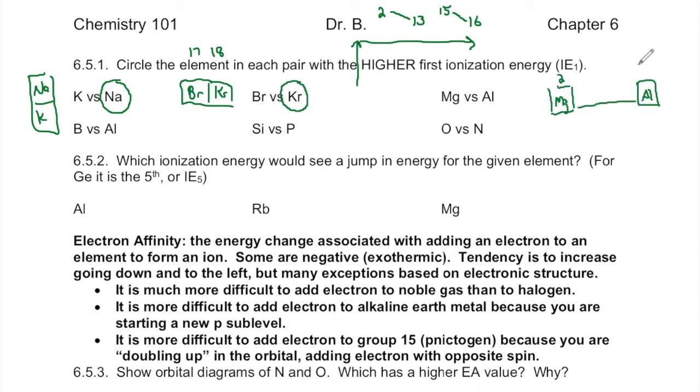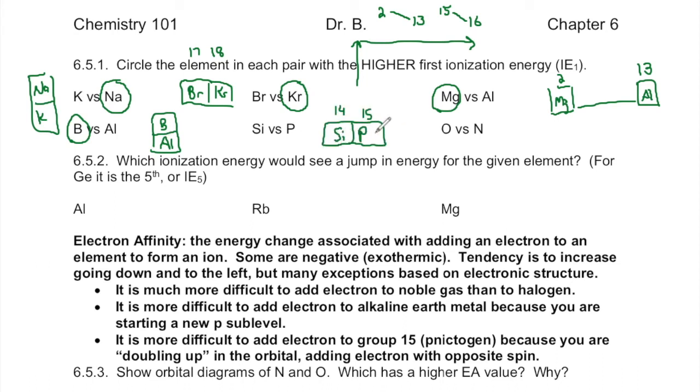Magnesium versus aluminum. This is one of those exceptions. Aluminum is to the right on the periodic table, but this is where one of those dips is. So magnesium would have a higher first ionization energy. Boron and aluminum are above and below each other on the periodic table. So the boron is higher on the periodic table. That would have a higher ionization energy.